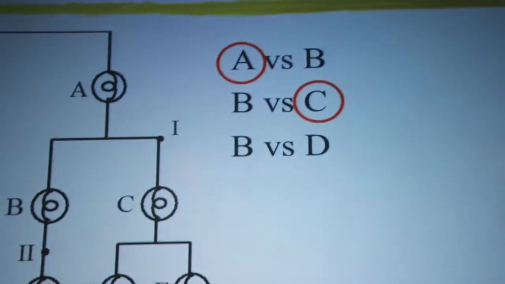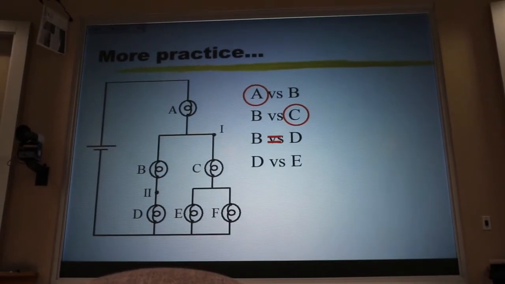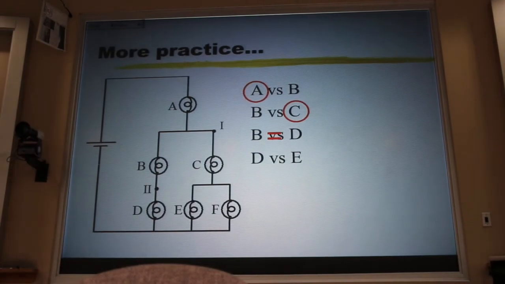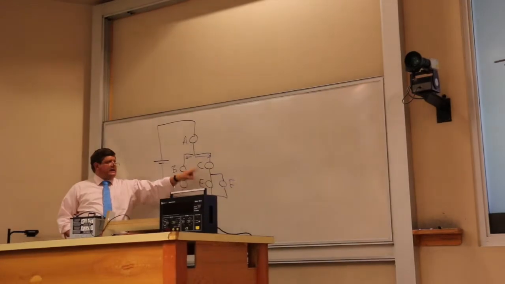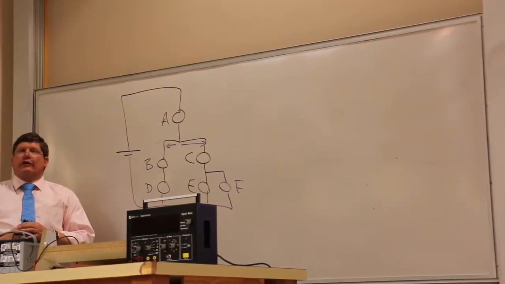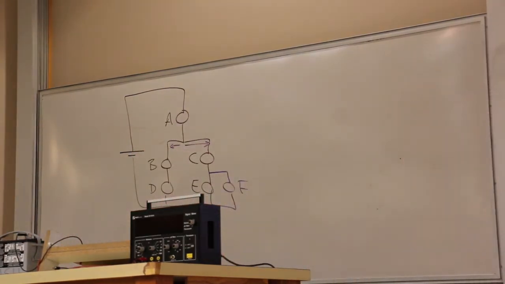When we compare B versus D, we just say they're in series, so they're equal. When we compare D versus E, we got a pizza problem. D got all of the small pizza. E got exactly half of the large pizza. We couldn't answer the question. Before the end of this lecture, we will be able to answer that question.